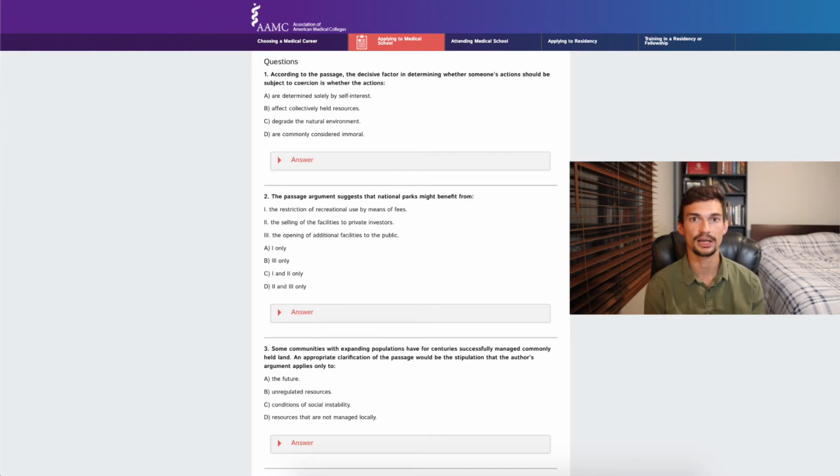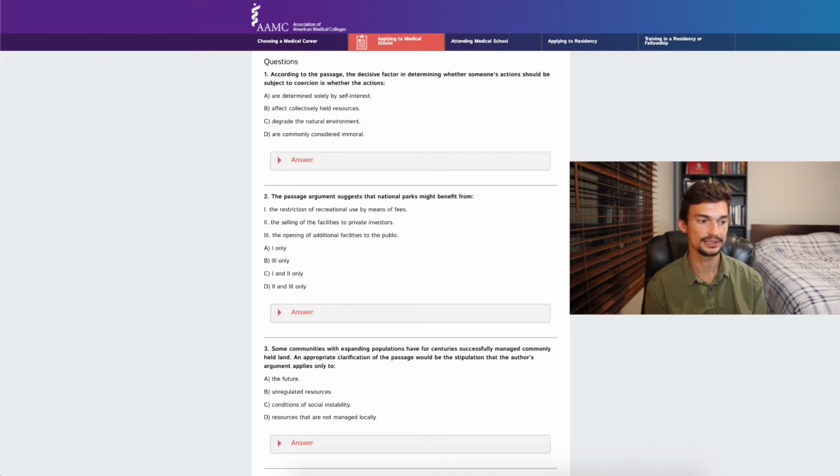The author argues that coercion is good if it is agreed upon by the majority of those affected, and if it ultimately benefits society as a whole. The restriction of this recreational use by means of fees would prevent individuals from taking advantage of the commonly shared resources and would allow society to jointly share those commonly shared resources. So we like Roman numeral number 1. That means we can get rid of answer choices B and D. So now we'll analyze Roman numeral 2.